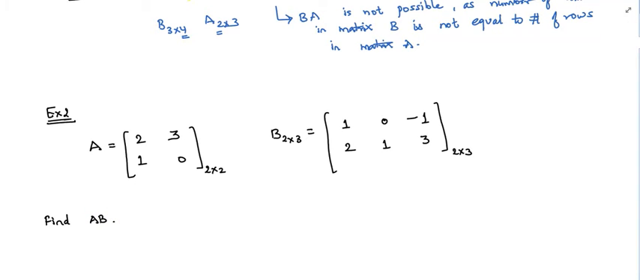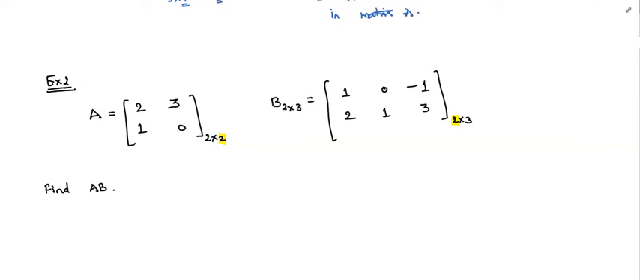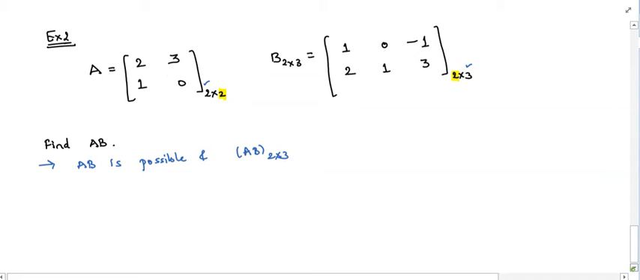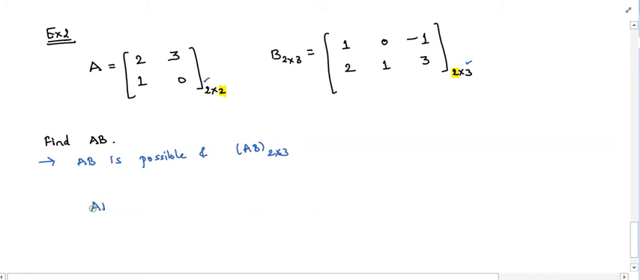First of all, you have to check if it is possible or not. A multiply B, A is first, so the number of columns of A is 2 and the number of rows of B is 2. So yes, possible. Your solution starts with: AB is possible. What will be the dimension of AB? It will be 2 by 3, the left out numbers. So AB will be a 2 by 3 matrix, similar to matrix B.